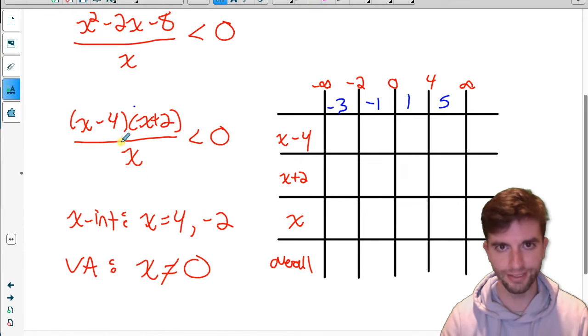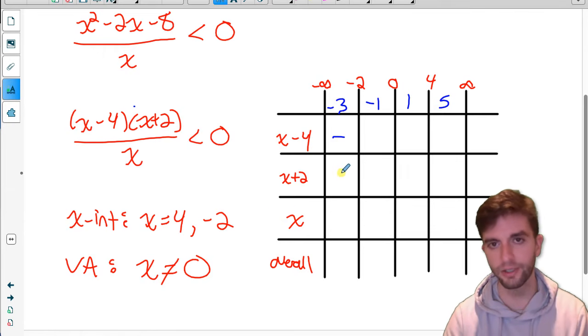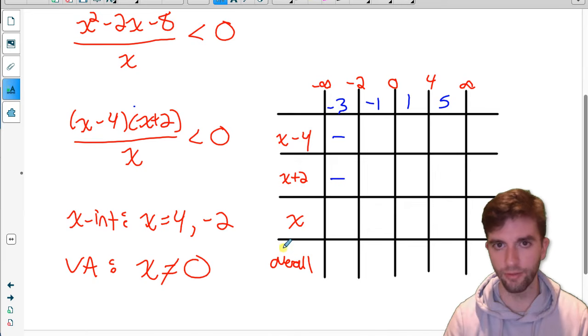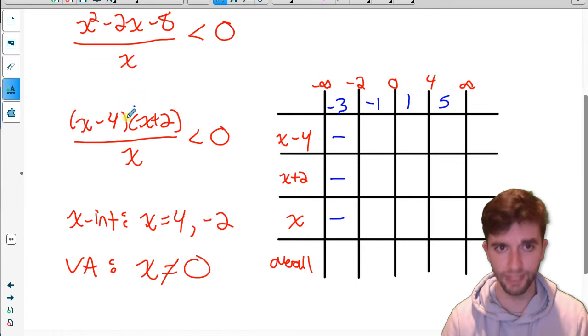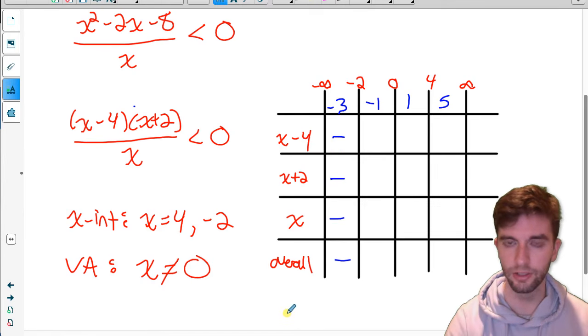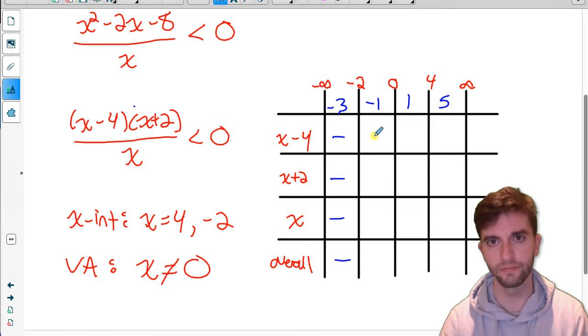So instead of plugging into the whole thing and evaluating, I'm just going to plug it into each factor one by one. So plug in negative 3 to x minus 4, that's a negative result. Negative 3 into x plus 2, negative 3 plus 2 is negative 1, so that's a negative result. And negative 3 in for x is, of course, negative. So I figured out I would have negative times negative divided by negative. That's a negative result. Odd number of negative factors is a negative result. So let's follow that same process for these 3 intervals.